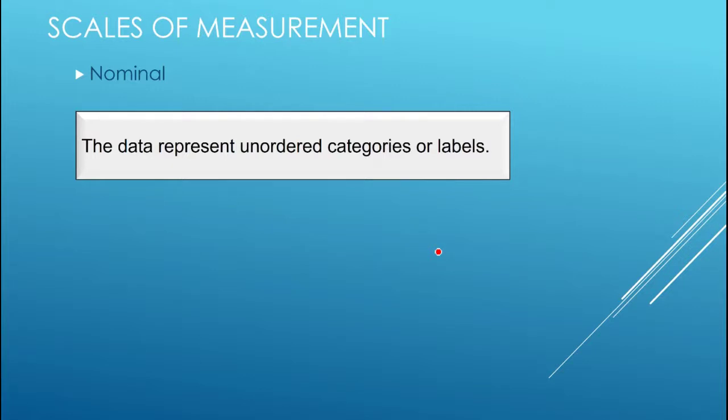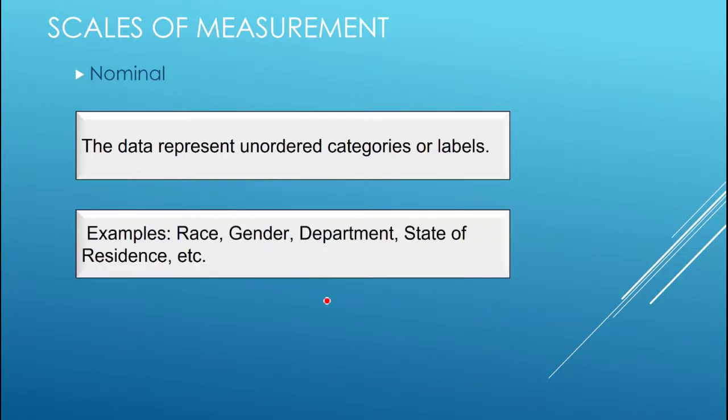So if you think of labels where the ordering of the labels doesn't matter, you have a nominal variable, an example of a categorical variable. Some examples might be race or gender, the department that you work in within your organization, or perhaps the state of residence that you live in. These are all examples because you can think of them as labels, but the ordering of the labels doesn't matter.